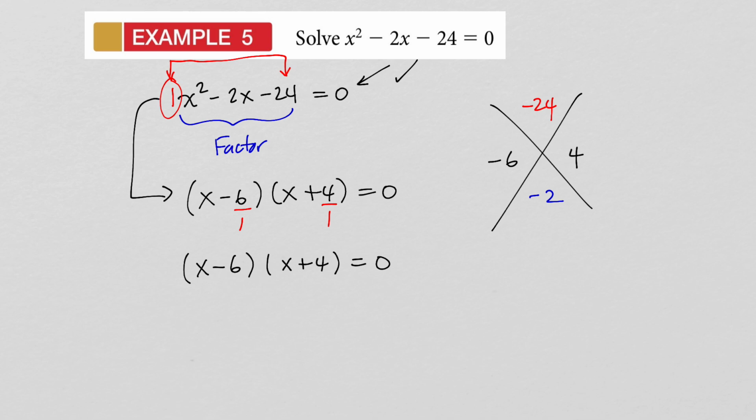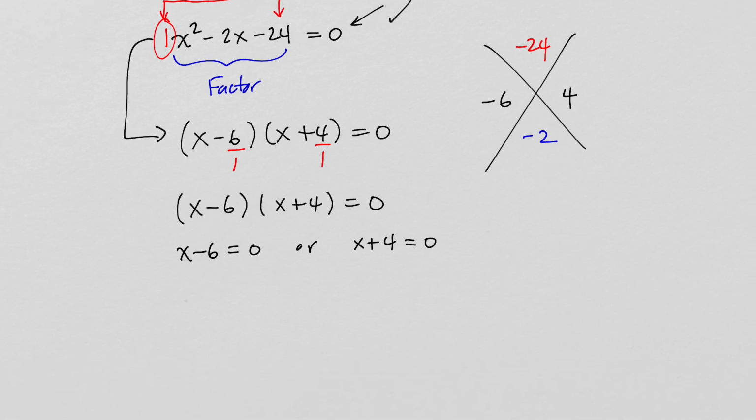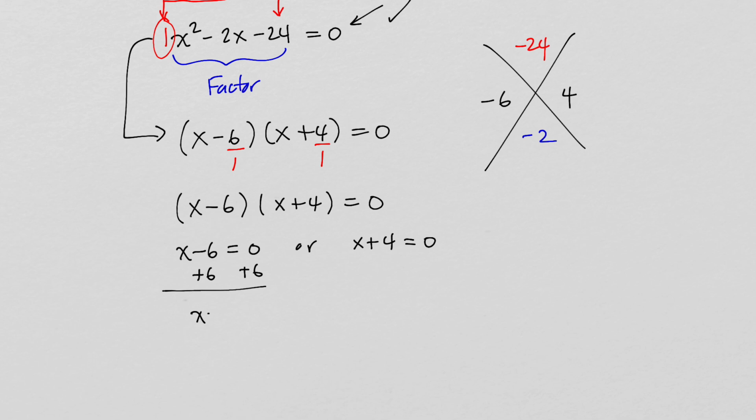Now, the zero factor property says the only way this multiplied by this can equal 0 is if either the first factor is equal to 0 or the second factor is equal to 0. And then from here, I can solve each of these equations very easily by, in this case, adding 6, and over here, subtracting 4. And we get two solutions.